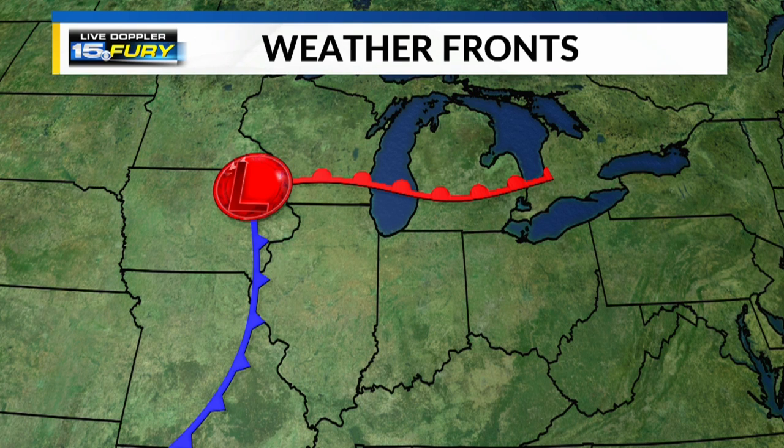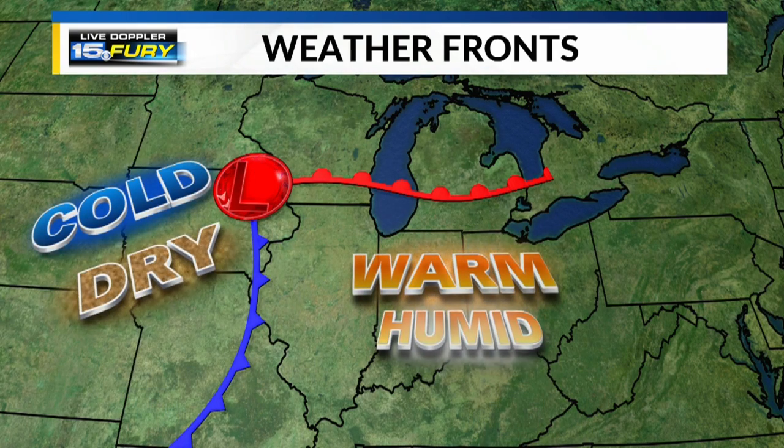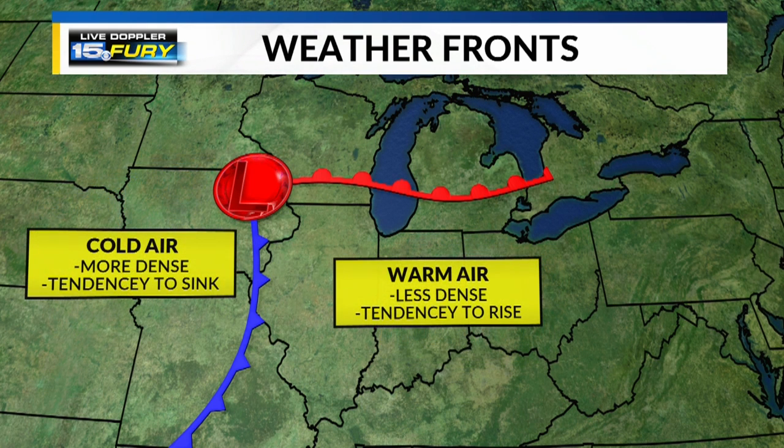Don't get too confused by the symbols that you see on the map. What you need to know is that to the left of that blue line, that's the cold front, is typically colder, drier air. To the east of that line is warmer, more humid air. Well, as Sierra had said, the cold air is more dense. It has a tendency to sink. There's a sinking motion with that air. The warm air is less dense. It has a tendency to rise.